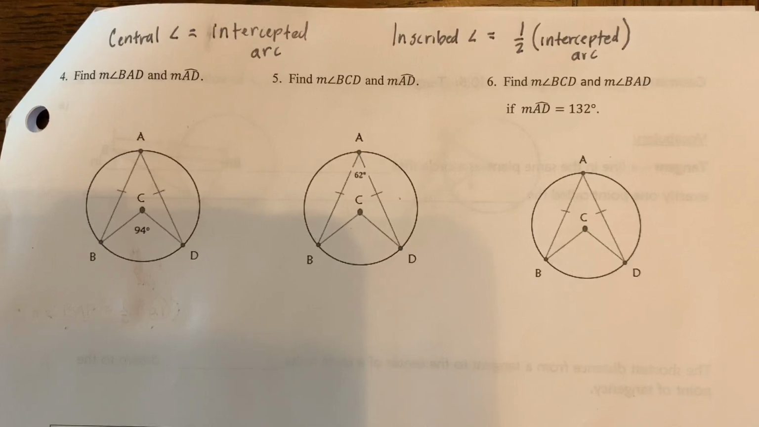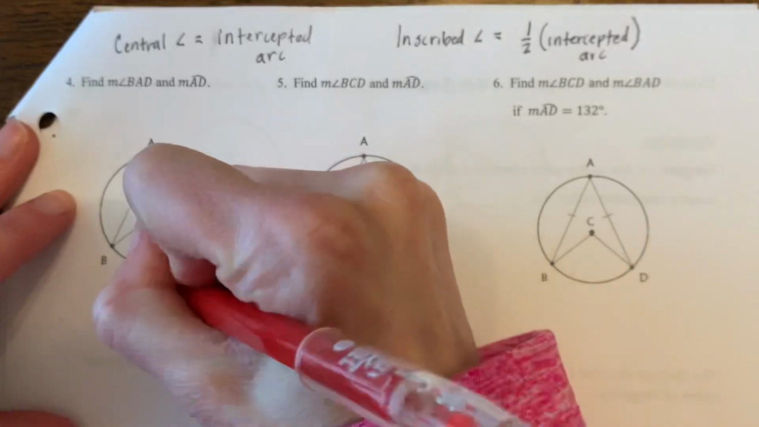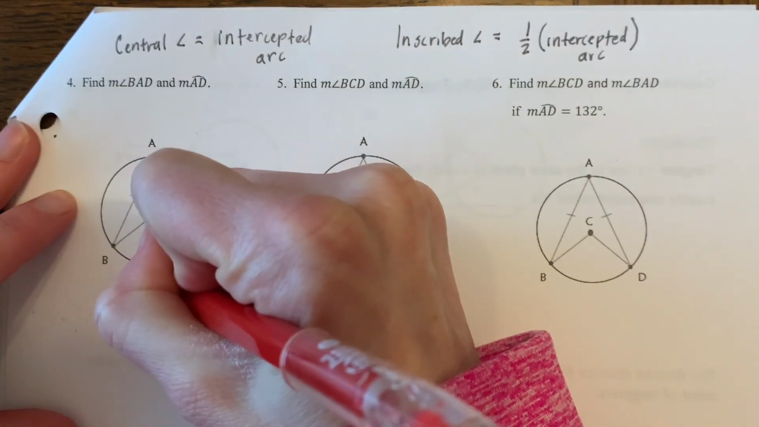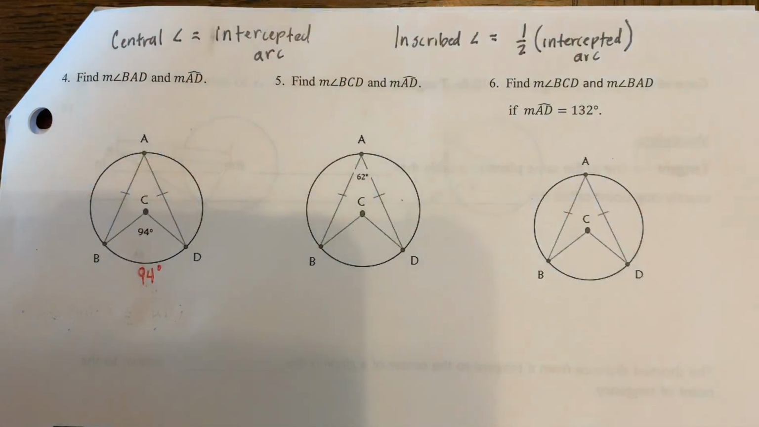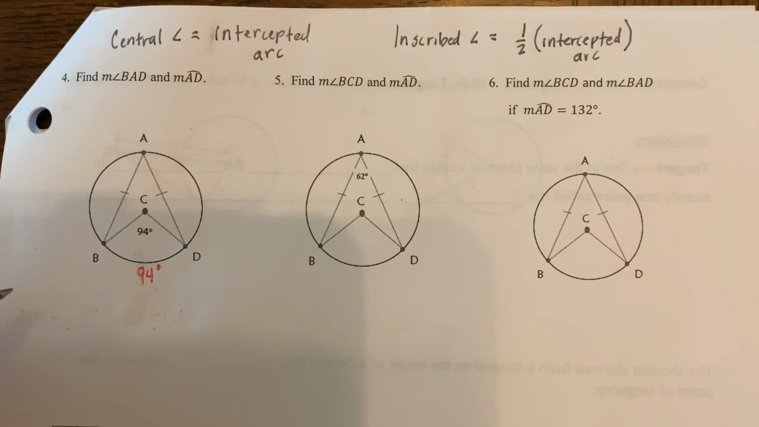Okay, so we are given angle BCD is 94 degrees. Now, angle BCD is a central angle. Central angles are equal to their intercepted arcs. So if my central angle is 94 degrees, then arc BD is also 94 degrees. Now, arc BD is also an intercepted arc to angle BAD. And angle BAD is an inscribed angle.